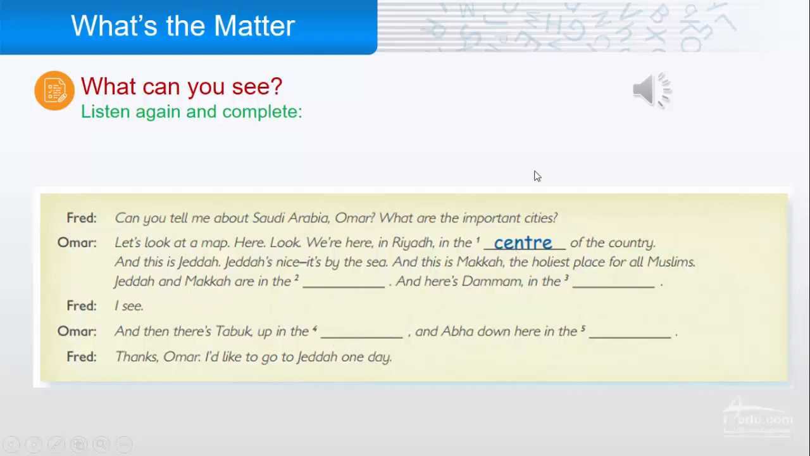Can you tell me about Saudi Arabia, Omar? What are the important cities? Let's look at a map. Here, look. We're here in Riyadh, in the center of the country. And this is Jeddah. Jeddah's nice. It's by the sea. And this is Mecca, the holiest place for all Muslims. Jeddah and Mecca are in the west. And here's Dammam in the east. I see. And then there's Tabuk, up in the northwest. And Abha, down here in the southwest. Thanks, Omar. I'd like to go to Jeddah one day.